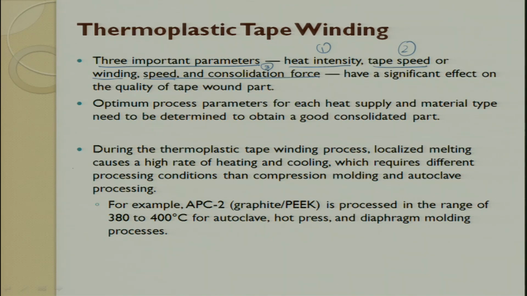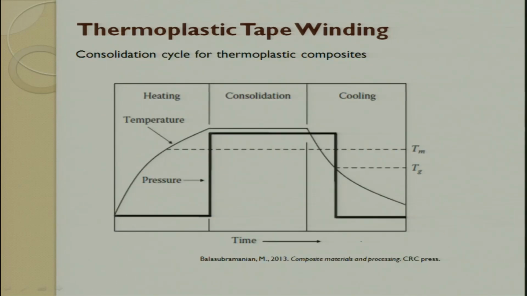So, for example, APC2, which is a graphite PEEK, is processed in the range of 380 degrees to 400 degrees for autoclave, hot press and diaphragm molding process. So, this is very important. Heat intensity, tape speed and consolidation force are very important as far as the process is concerned. A proper choice might help in getting a good quality output.